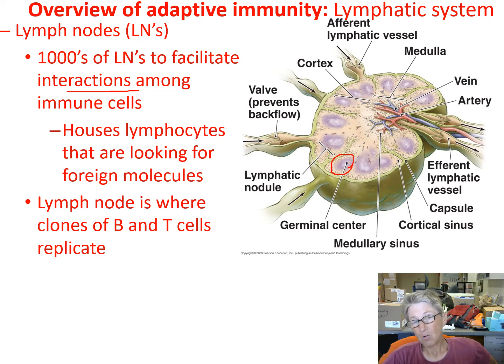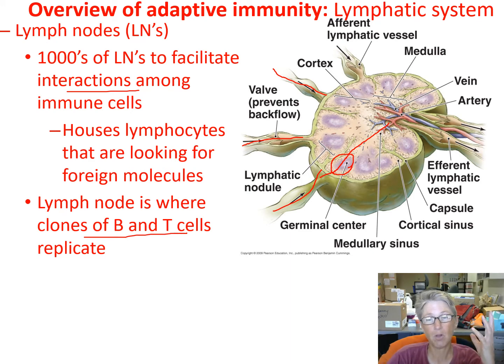And the lymphocytes are looking for foreign molecules. So the lymph will come in here, and it will percolate through the cortex and the medulla. And then as the lymph flows past these B cells and T cells in the germinal center, the B cells and T cells with their receptors can kind of interrogate that lymph fluid for bacteria. The lymph node is where the clones of B and T cells replicate. So when you get sick and your lymph nodes are large, that's because you've formed a clone of B cells or T cells.